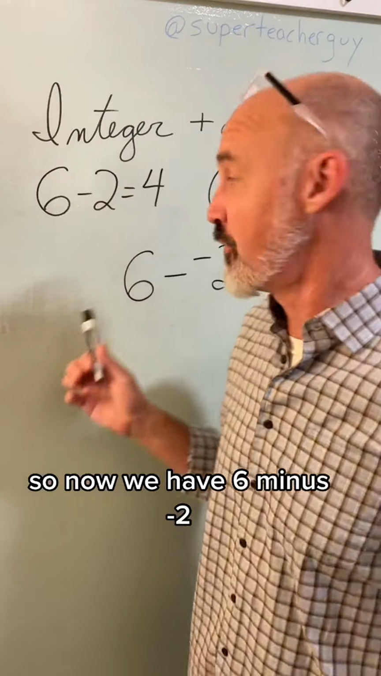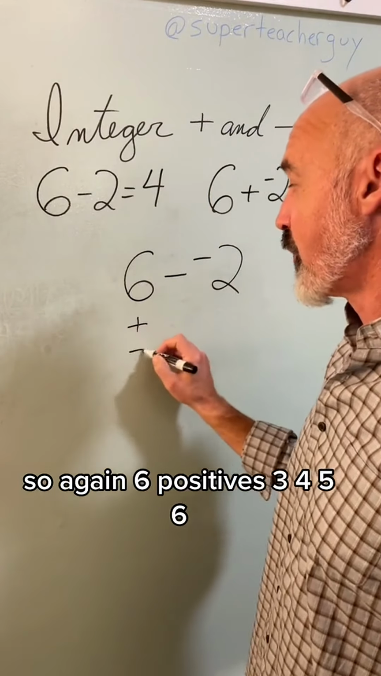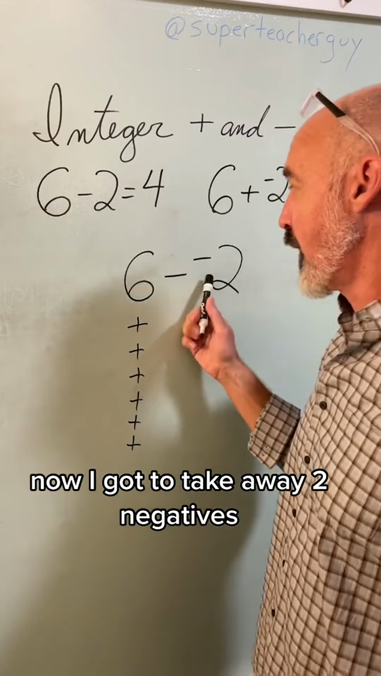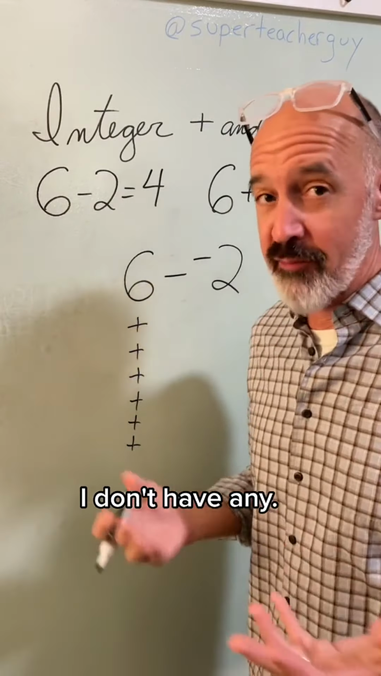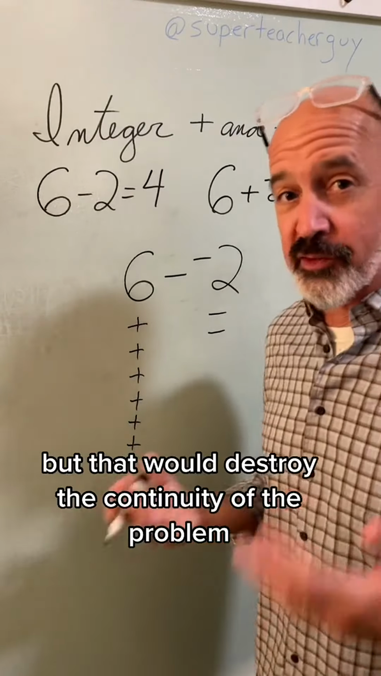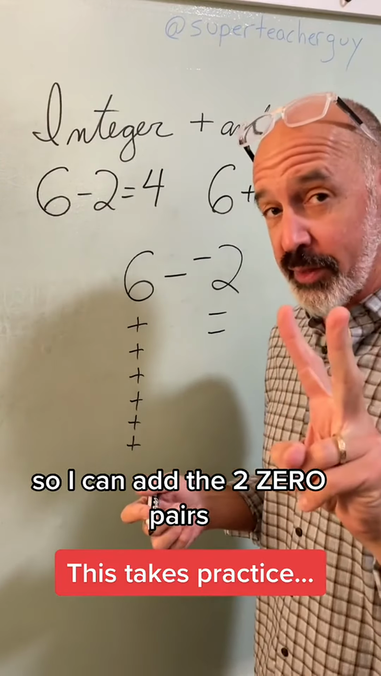So now we have 6 minus negative 2. So again, 6 positives, 3, 4, 5, 6. Now I got to take away 2 negatives. I don't have any. So I could add 2 negatives, but that would destroy the continuity of the problem. So I can add the 2 zero pairs.